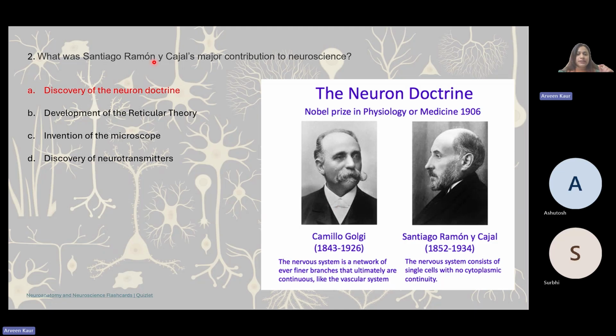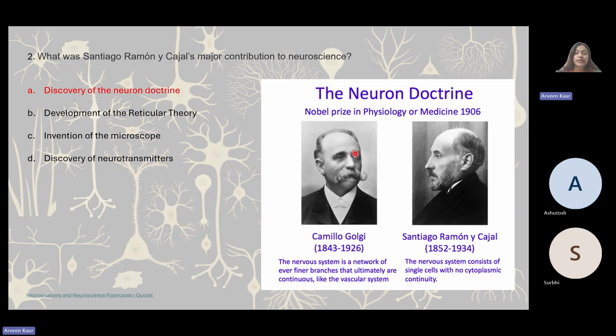What Camillo Golgi, on the other hand, said, as part of the reticular theory, is that the nervous system is a network of finer branches that ultimately are continuous, like the vascular system, right? This was later proven to be incorrect because, unlike vasculature, these are not continuous. There are small gaps in between, and there is a connectivity that is present through synapses, which are in fact gaps, right? So it is not as connected as the vascular system itself, which is the blood vessels in your body, right?